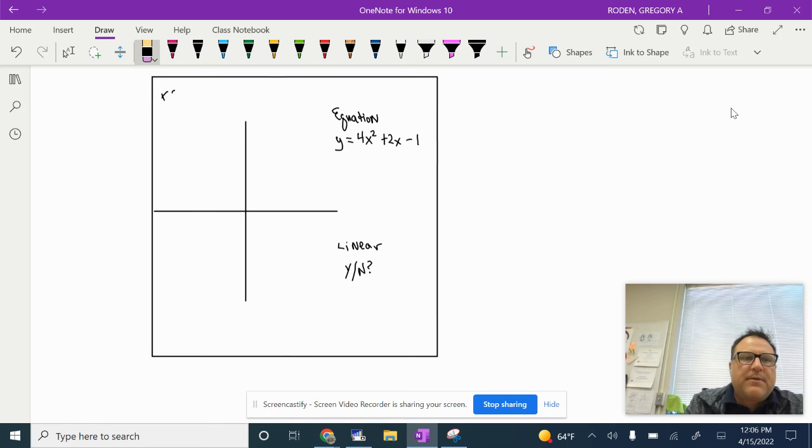In box number 7, I want you to write the equation y equals x plus 9. And in box 8, the last box, I want you to write the equation y equals x to the third power minus 4.